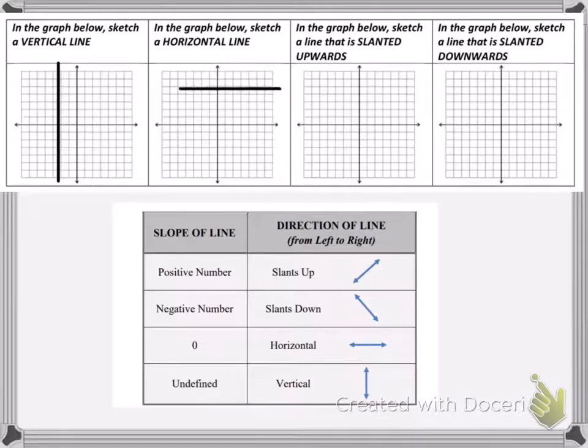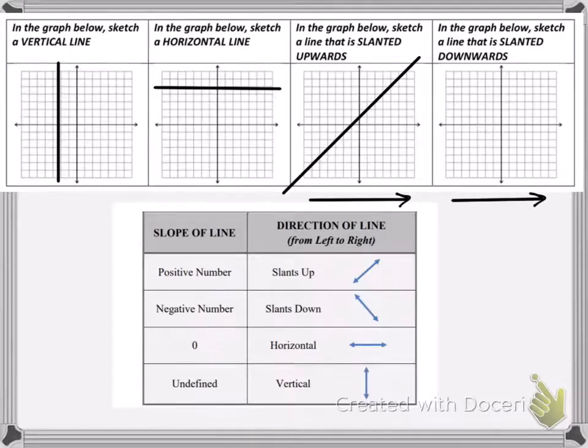Then I'm going to draw a horizontal line. Okay, I'm going to draw a line that is slanted upwards, or that has positive slope. Note that when we do this, we always go from left to right. We're always going in this direction, from left to right.